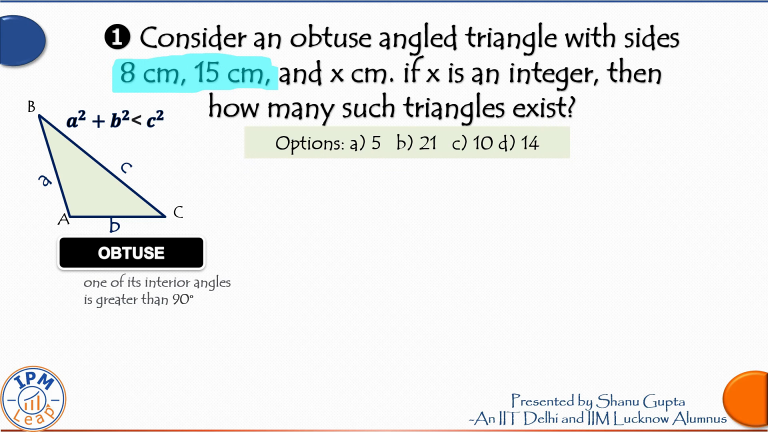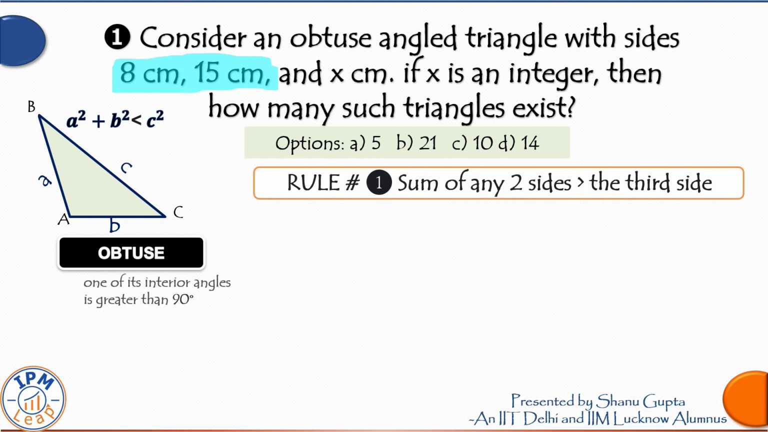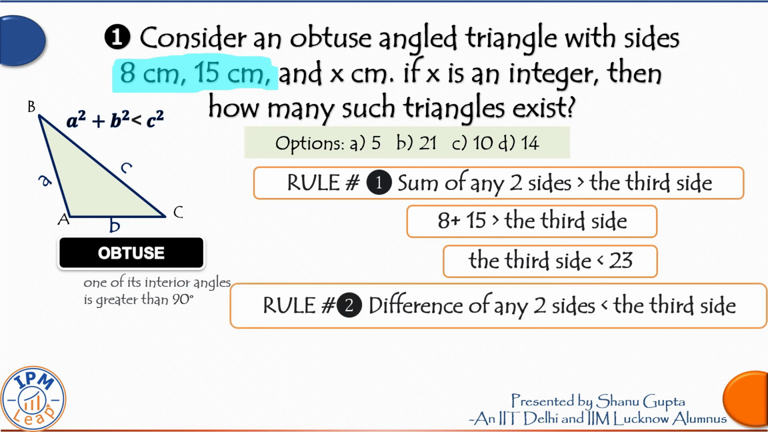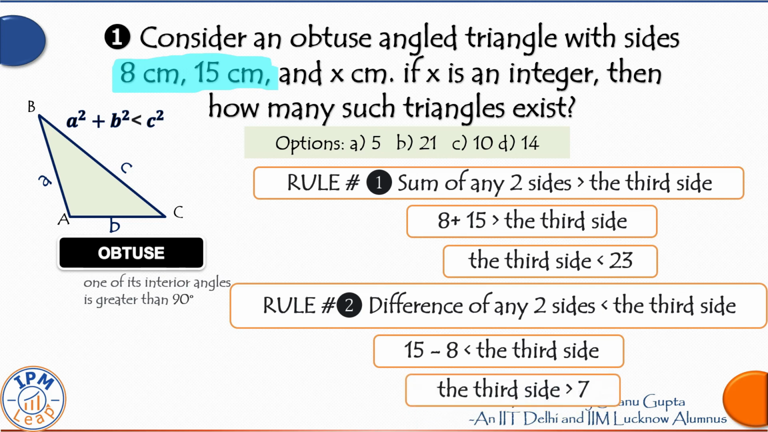Let us try to see the range in which our third side can lie. Rule number 1 says the sum of any two sides is greater than the third side, and it is given that two of the sides are 8 and 15 cm. So 8 plus 15 is greater than the third side, which means the third side is less than 23. And rule number 2 says the difference of any two sides is less than the third side. So if we take the difference of the two sides that are given, 15 minus 8 is less than the third side, which means the third side is greater than 7.